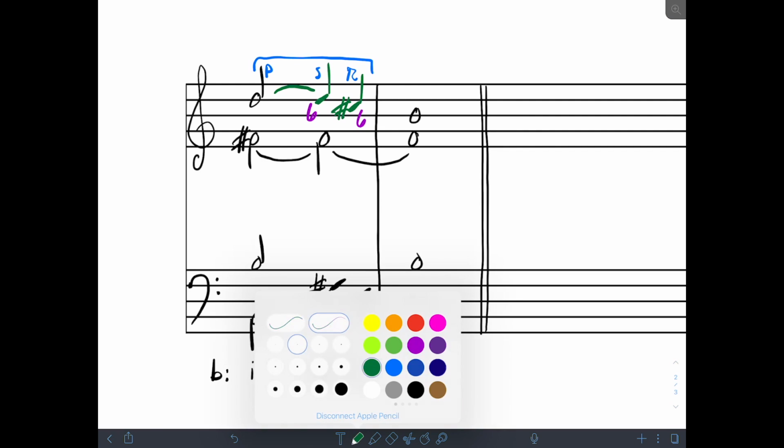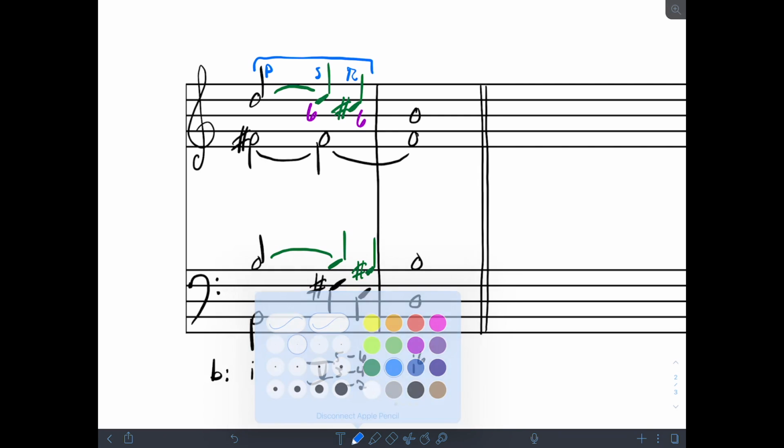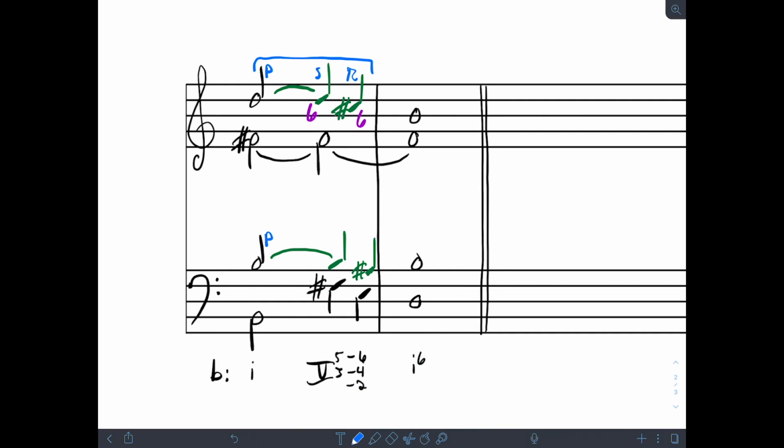Okay, recreated what would have been a 4/3 suspension, where the tenor suspends the B, resolves it down to an A sharp. Okay, it begins as a chordal tone. Okay, overstays its welcome, I suppose you could say, and then finally resolves down. Okay, now the relationship here.